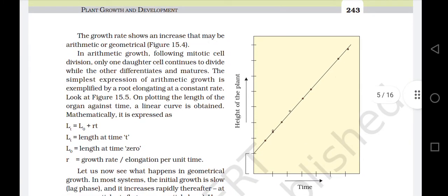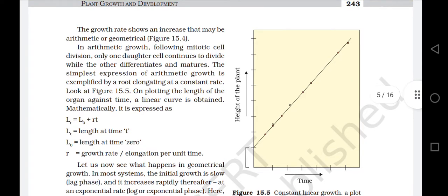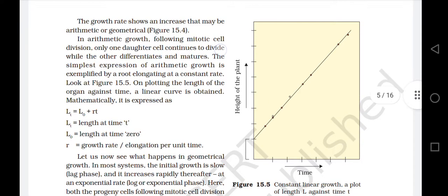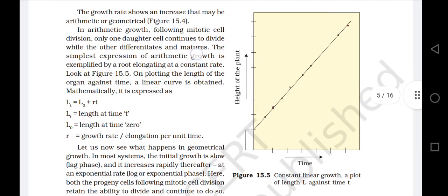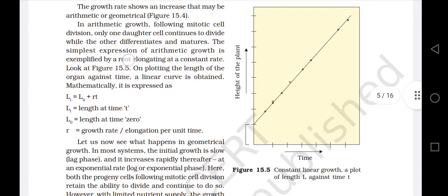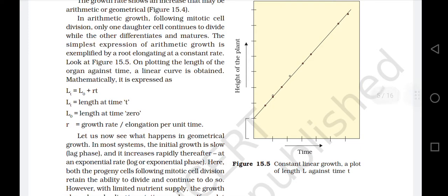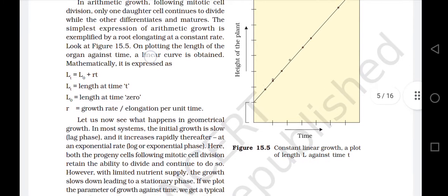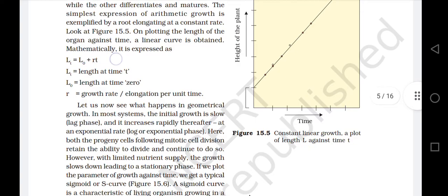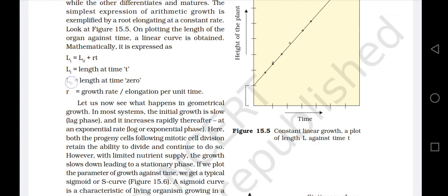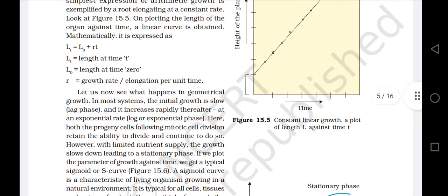Figure 15.4. In arithmetic growth, following mitotic cell division, only one daughter cell continues to divide while the other differentiates and matures. The simplest expression of arithmetic growth is exemplified by a root elongating at a constant rate. Look at figure 15.5. On plotting the length of the organ against time, a linear curve is obtained. Mathematically, it is expressed as Lt = L0 + rt. Lt is equal to length at time t. L0 is the length at time 0. r is equal to growth rate or elongation per unit time.